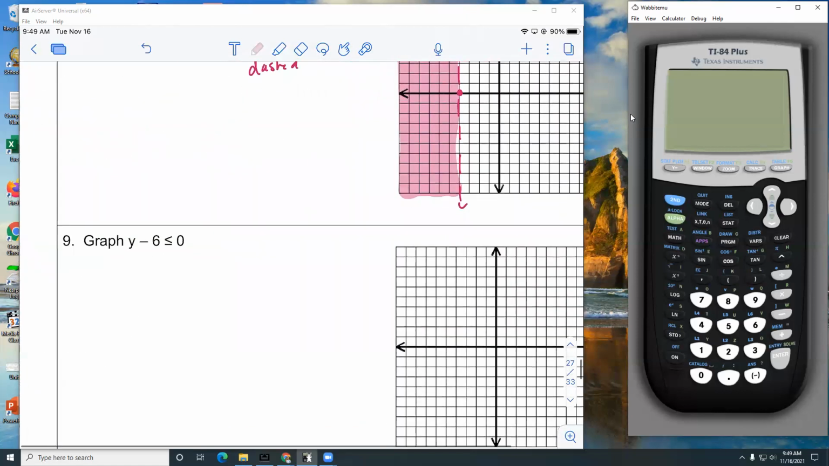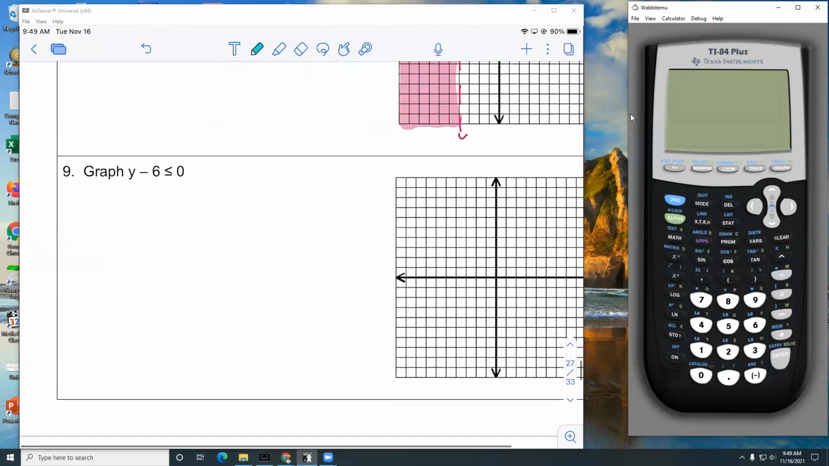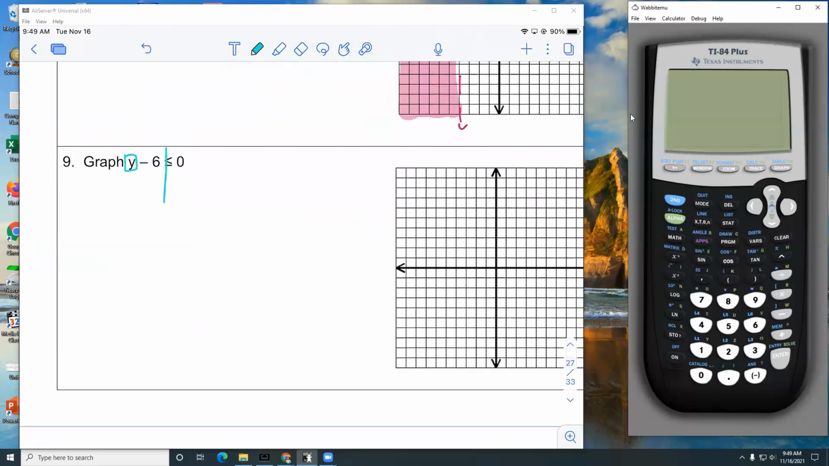Kind of the same idea for 9. For 9, y is my only variable. So I'm going to add 6 to both sides. So I get y is less than or equal to 6. This is my Hoy situation since I just have the y variable. So I'm going to have a horizontal line at y equals 6. Less than or equal to, it's going to be solid.